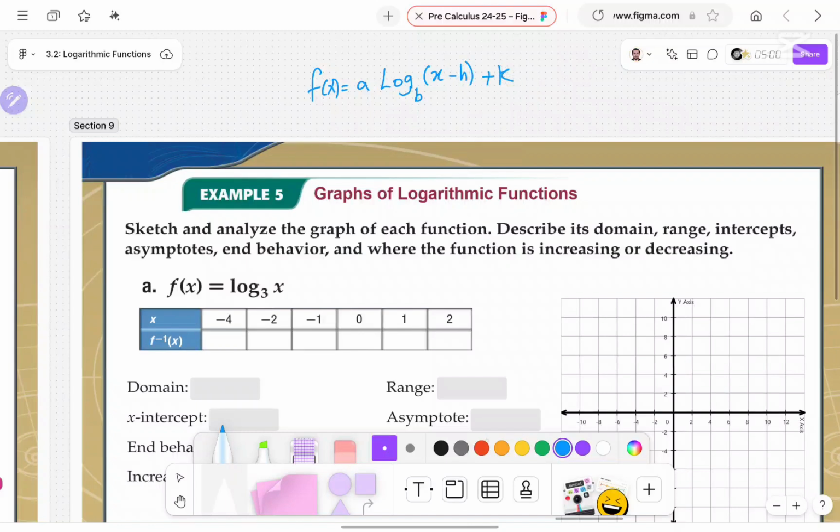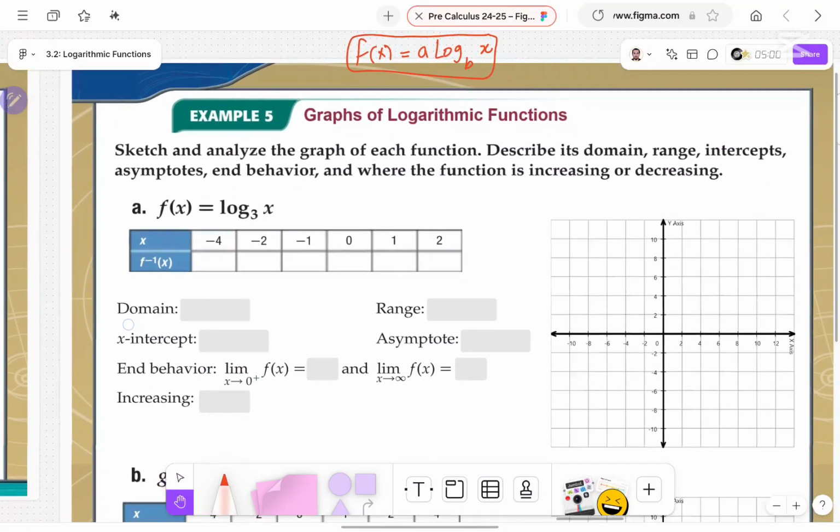If the question doesn't have h and it doesn't have k, of course the function will be f of x equals a log base b of x. And when you need to graph something similar to this without h and k, things will be easy. You just create the table, pick any random values, and draw the graph, okay?